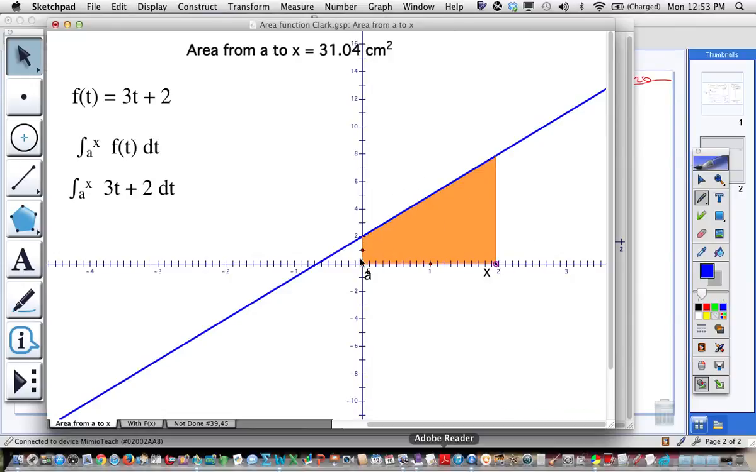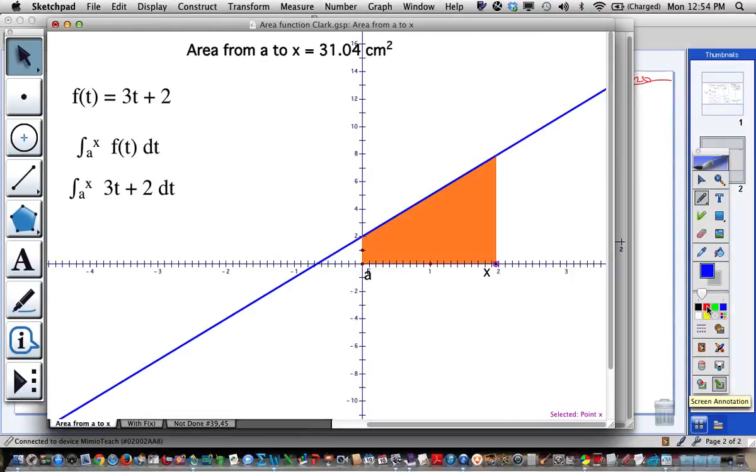So here's my picture. I've got my left endpoint at 0. I've got my x off to the right somewhere. Just draw your x off to the right somewhere. Shade yourself that area, which makes what shape? Trapezoid. So what I need here is a trapezoid area. So that would be 1/2 the sum of the parallel bases times the height.